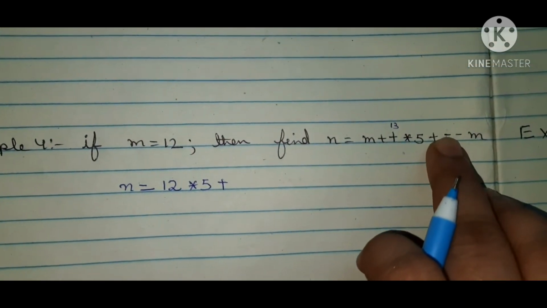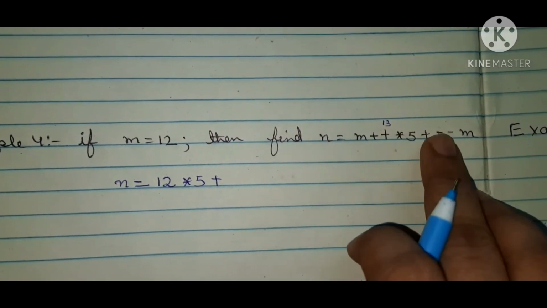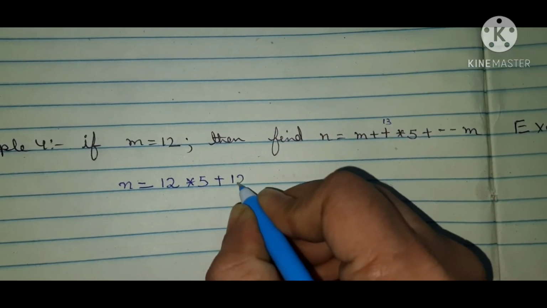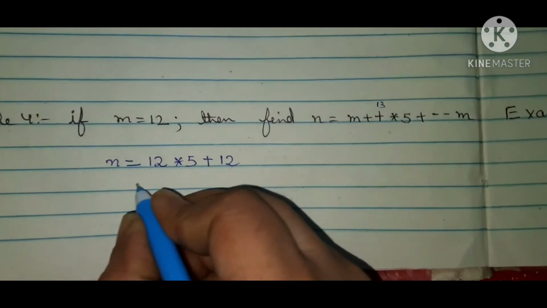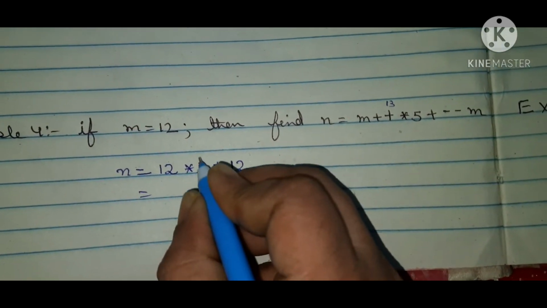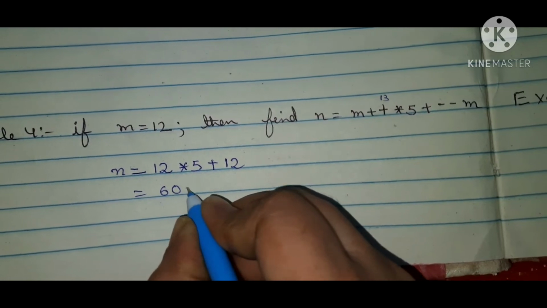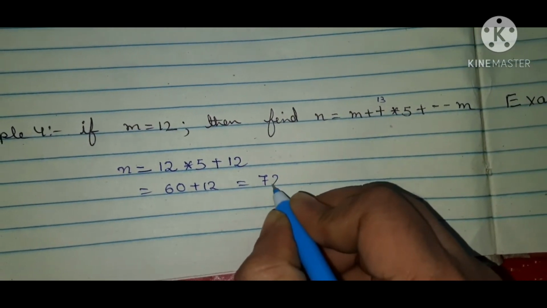But here minus minus m, so here it is going to decrease. So 13 minus 1, it became 12. So now the value of m became 12. Now how to solve? First we have to multiply. Here it became 60 plus 12, 72.